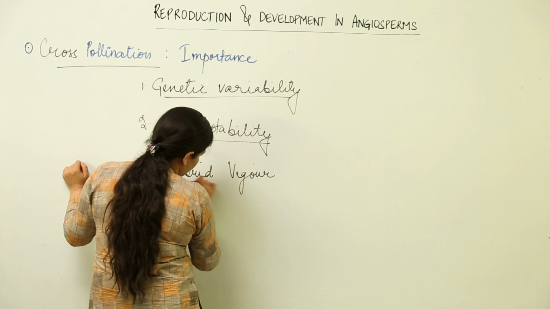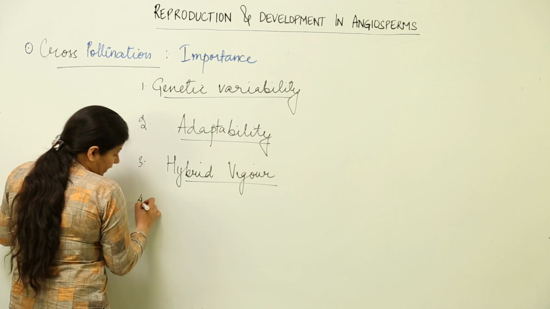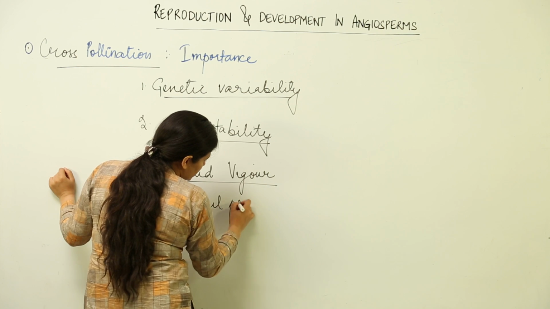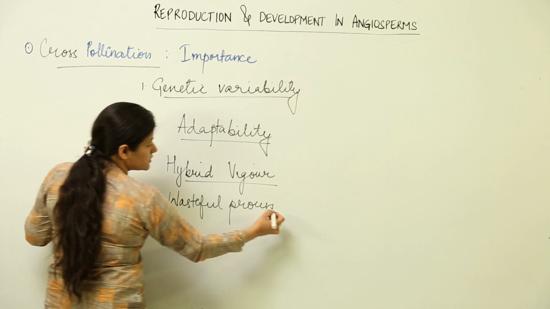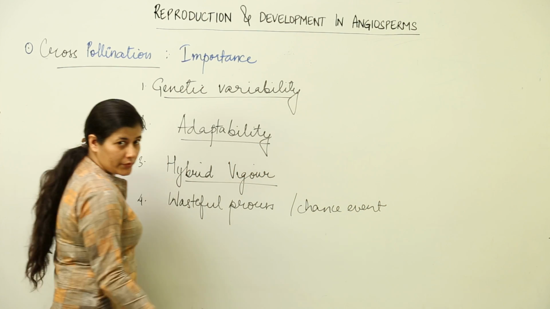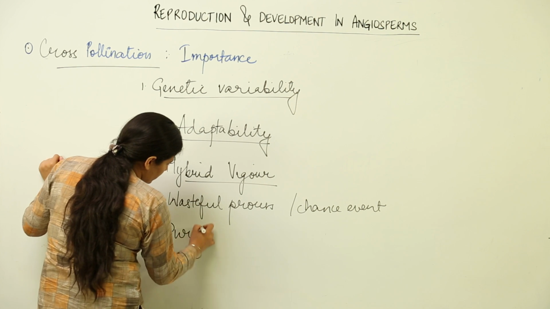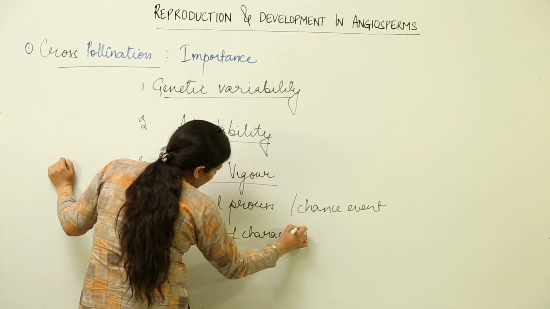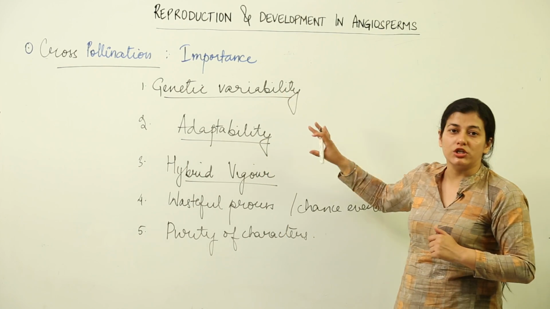Okay, as a result of various, genetically different plants getting involved, but it is a wasteful process for the plant. Why is it a wasteful process? Because a large number of pollen grains would get wasted, because the pollination happens to be a chance event. Okay, it does not maintain purity of characters. So, we do not get a pure line, and at times the character which is beneficial can also get hidden in this cross-pollination process.